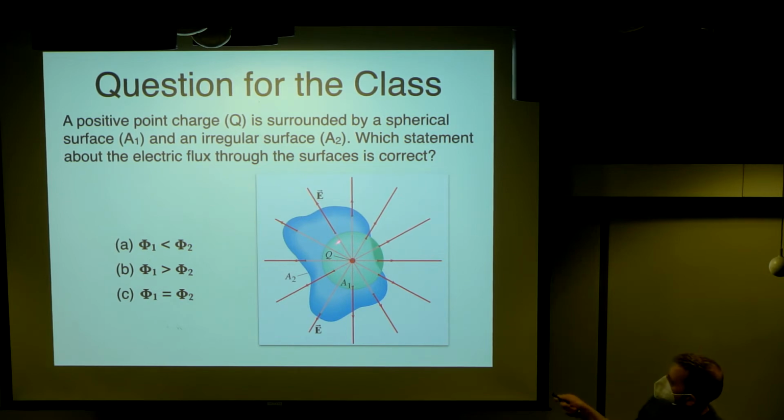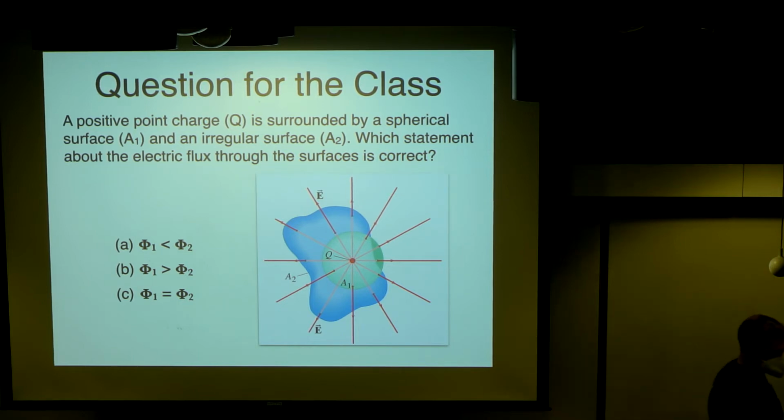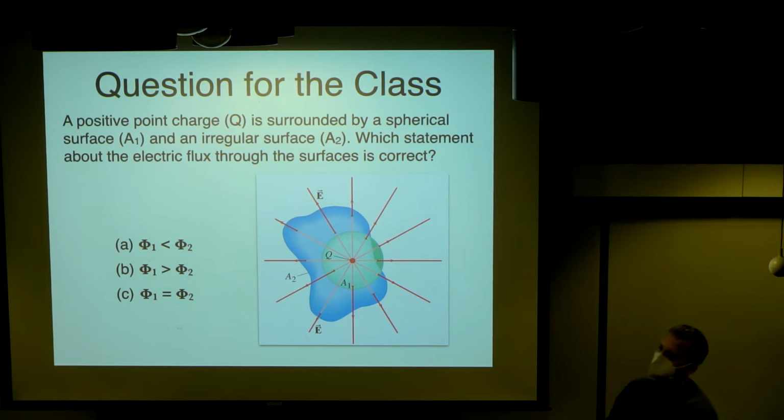So which statement is correct about the flux through the two different surfaces? Is it that the flux through surface number 2 is bigger, the flux through surface number 1 is bigger, or is it that they have a completely equal amount of flux? Think about it. What do we think? Is it A? Is it B? C? Yeah, it's got to be C. There's an equal amount of flux through the two surfaces.